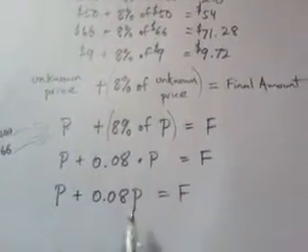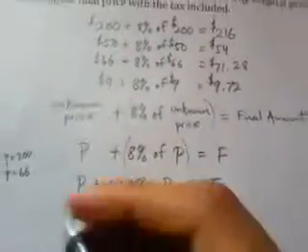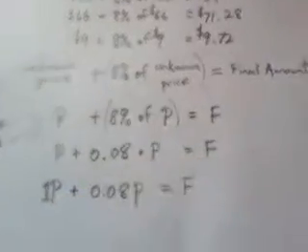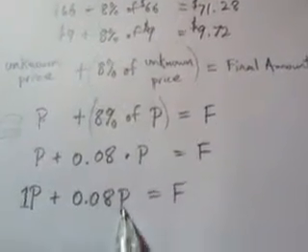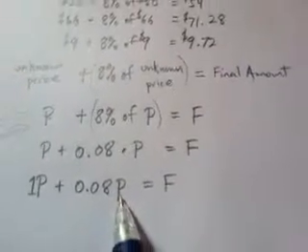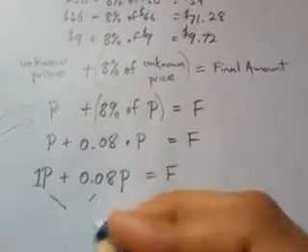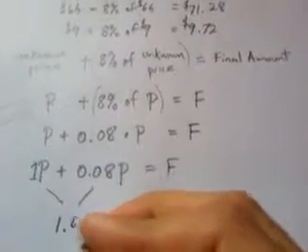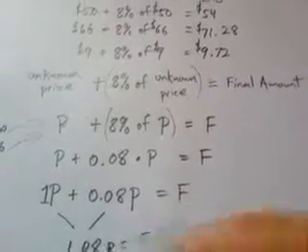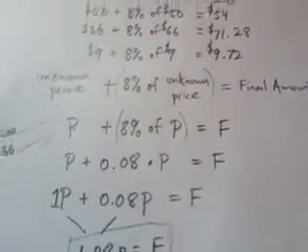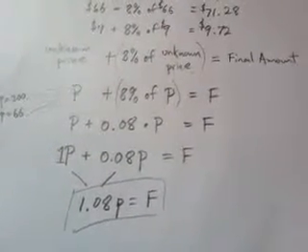Okay, so don't get confused here. What is the number or coefficient in front of the P? There's an invisible 1. So I have 1P here. I have 0.08P here. So how much total P do I have? These are actually like terms. So that means I get to combine these two, and I get 1.08P is equal to my final amount. And that is my equation. That is what my register is actually doing.